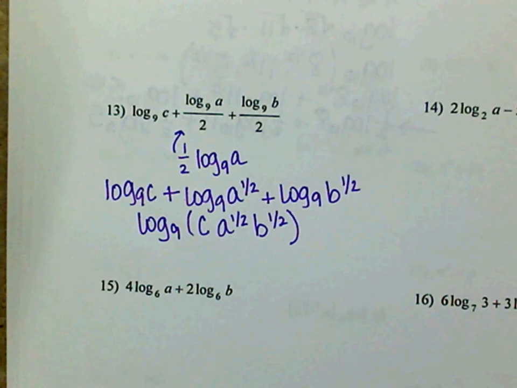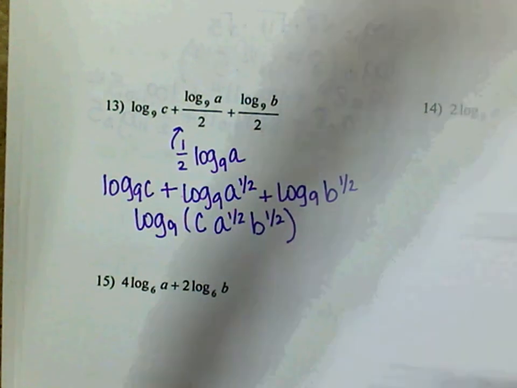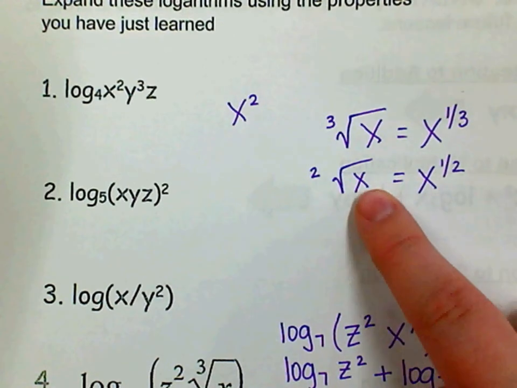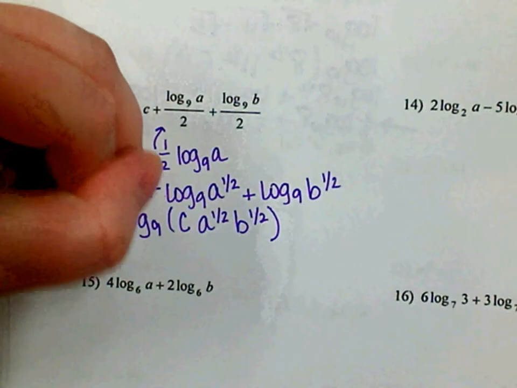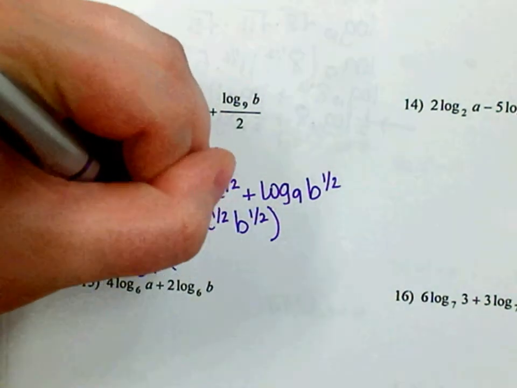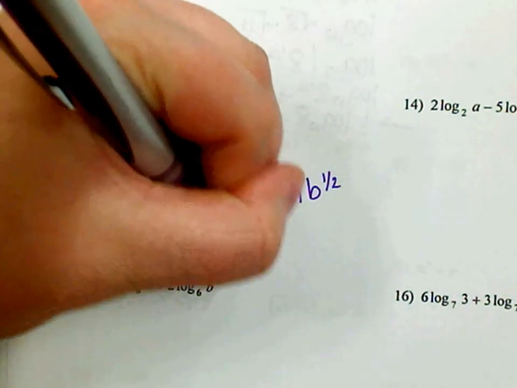And technically you could leave it there, but it's more correct to understand that if you have something raised to the 1/2 power, like we said in our notes, something raised to the 1/2 means it was actually under a square root. So I'm going to rewrite this as log base 9 of c square root of a and square root of b.